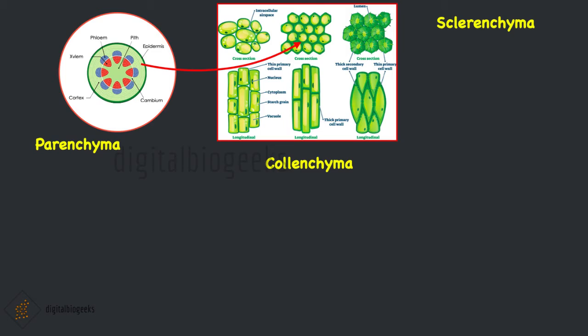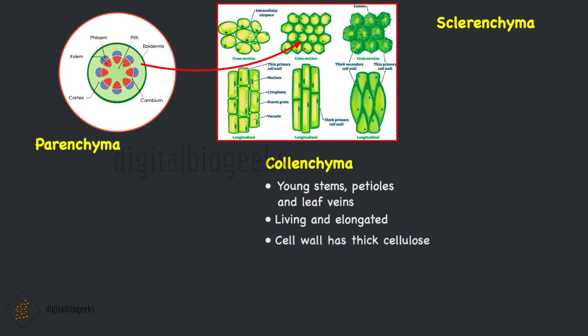This collenchyma can be found in young stems, petioles and leaf veins. They are composed of living cells and they are elongated. Here you can see the cells of collenchyma. They are elongated cells with irregular cell walls. The cell walls of collenchyma have thick deposits of cellulose. These thick cell walls give strength to the tissues. The cells are tightly packed and have fewer intercellular spaces. You can see here there is no space between the cells. So that means they have no intercellular spaces.